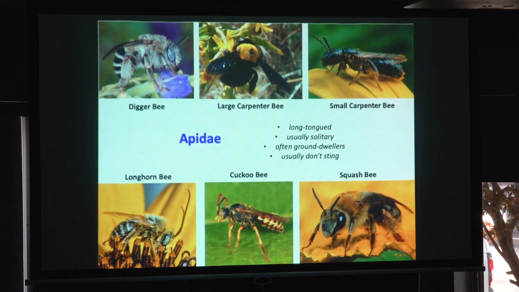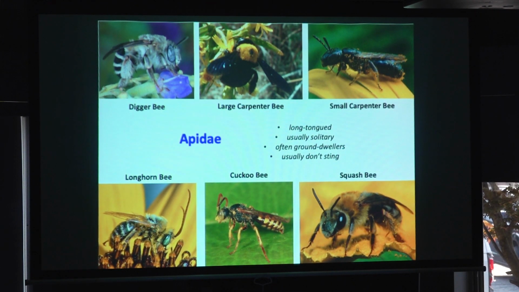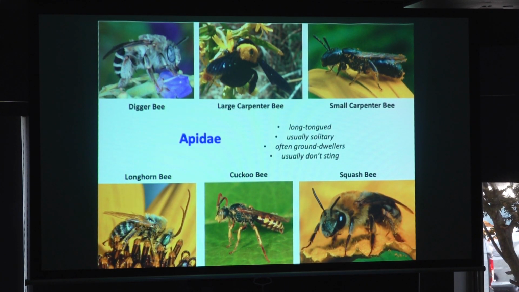Now let's consider some of the other bees in the family called the apids, the Apidae. Besides the bumblebee and the honeybee, which are in this family, there are other representatives, other ones that are related to them. The digger bee, large carpenter bee, small carpenter bee, longhorn bee, cuckoo bee, and squash bee. Incidentally, a cuckoo bee does not know how to take care of its own young. It's a parasite on other kinds of bees. That's why it's called a cuckoo bee, like the cuckoo bird, right? Squash bee depends absolutely on squash flowers. It's obligate on squash flowers.